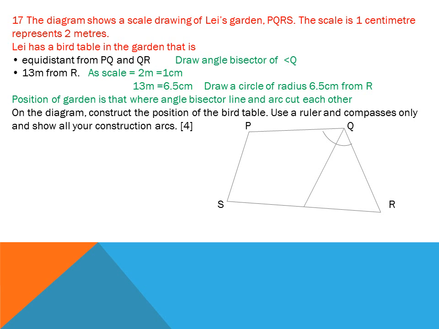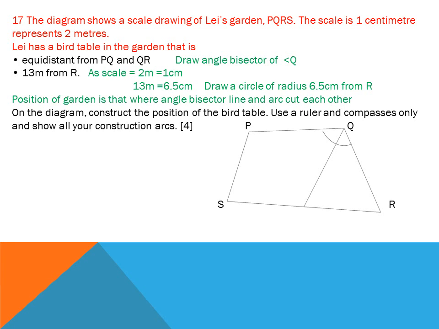In the second part, he is asking about 13 meters from R. As it is mentioned that the scale is 2 meters equal to 1 centimeter, then 13 meters is equal to 6.5 centimeters. We divide 13 by 2, it becomes 6.5. Then we should draw a circle of radius 6.5 centimeters from R. When we draw a circle of radius 6.5 centimeters from R, it will cut the line from Q towards SR. Where the circle cuts the line is the bird table's place.